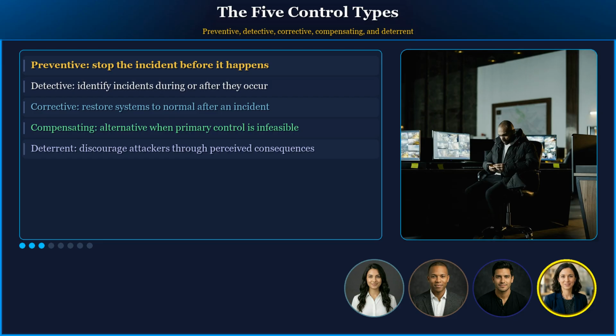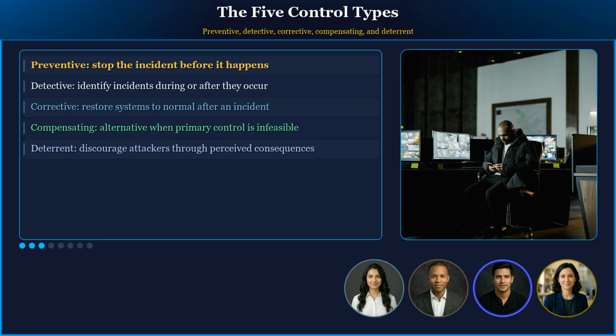Compensating controls are the ones candidates most often misapply. A compensating control is used when the preferred control cannot be implemented due to cost, technology constraints, or operational reality. It must provide equivalent protection and be formally documented. It is a justified workaround, not a shortcut.